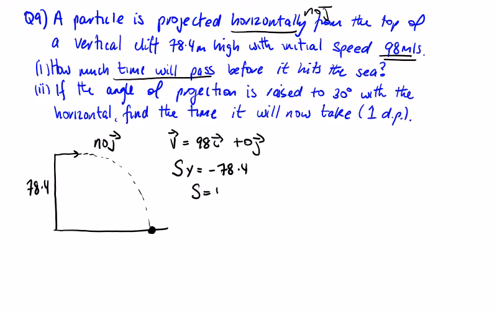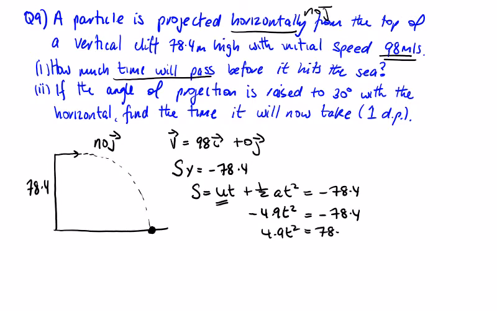So S is equal to ut plus a half at squared equals minus 78.4. Now there is no initial u here, there's no initial velocity in the j direction because of the horizontal projection. So minus 4.9t squared is equal to minus 78.4. So 4.9t squared is equal to 78.4. Now 4.9 definitely goes into 78.4, because 16 5s are 80, so it's 1.6 less than 80. So that's 16 4.9s. t can't be negative, so t is equal to 4. How much time will pass? So that's the first question, 4 seconds.